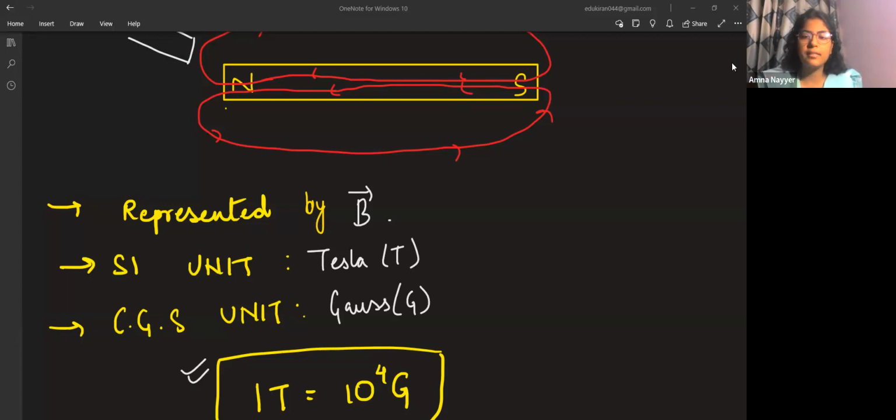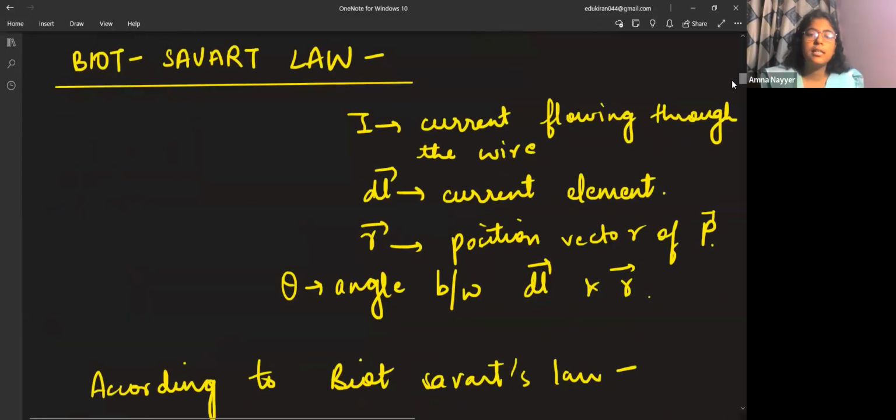See, next topic is Biot-Savart's law. Biot-Savart's law is analogous to Coulomb's law. The way Coulomb's law helps you find out force, here Biot-Savart's law helps you find out the magnitude of magnetic field using certain data which are given.